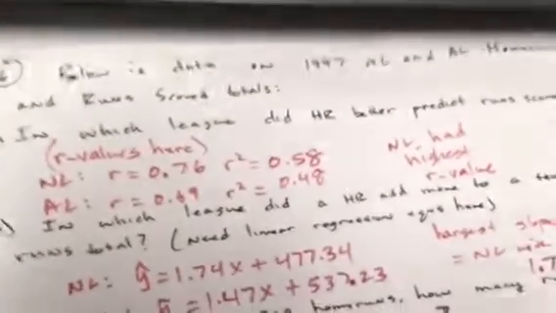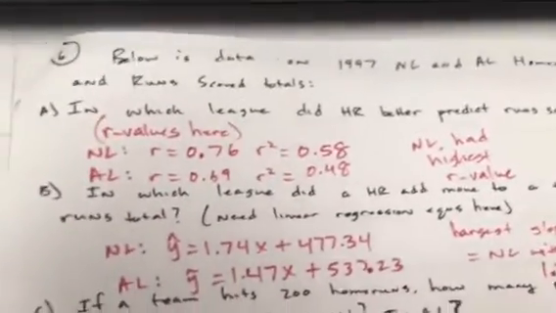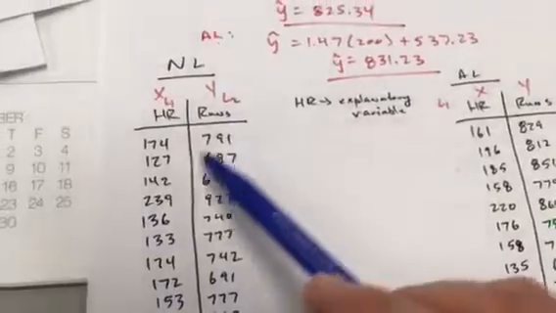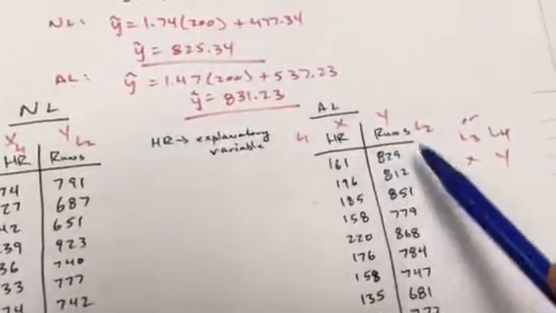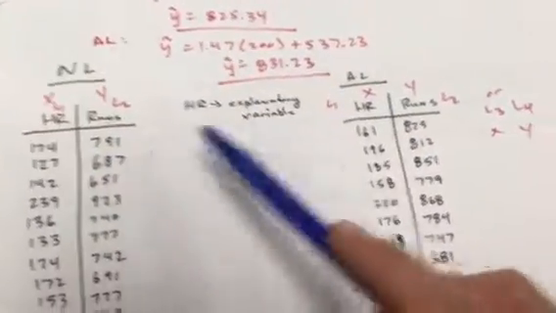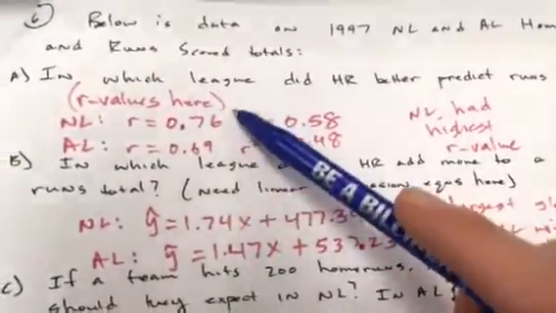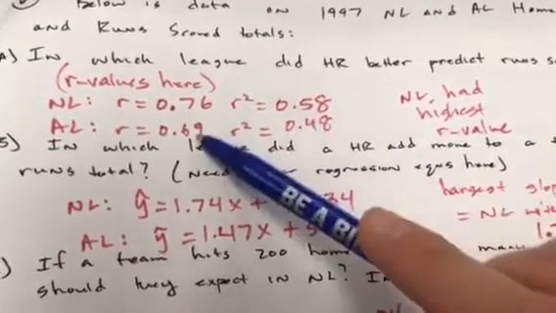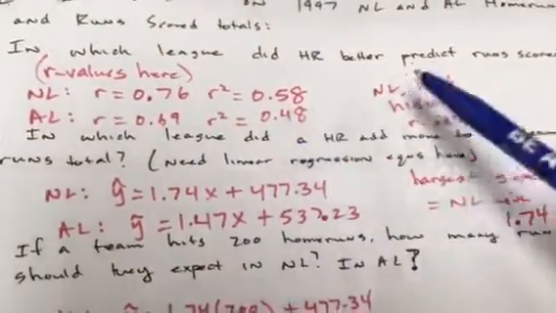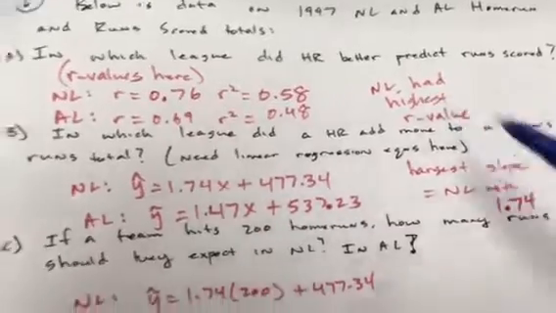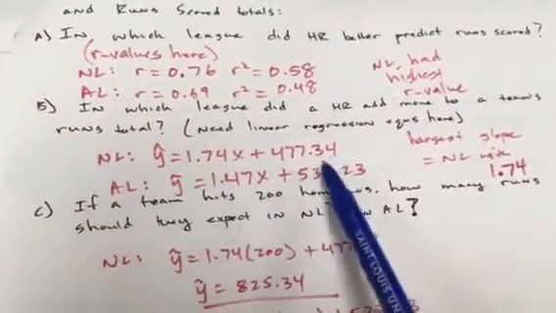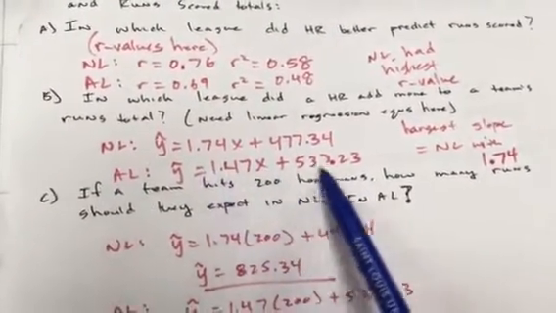Number 6, 1997 NL and AL home run and runs scored data. List 1, list 2. You can clear lists and again put this in list 1, list 2, or you can do list 1, list 2, list 3, list 4. Just know that runs is your y. The NL has an R of that, R squared of that. The AL has an R of that, R squared of that. The NL had the highest R value. NL had a linear regression model of this. AL had a linear regression model of that.